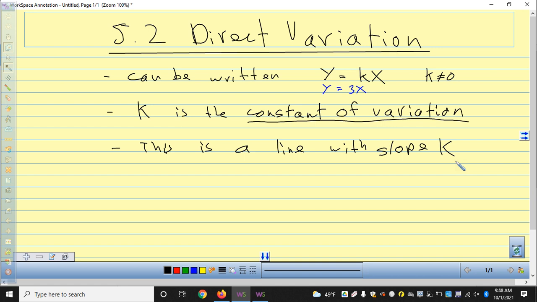We can think of this as y equals mx plus b, where the y-intercept, b, is equal to 0. So we can think of this as y equals 3x plus 0. The slope is 3, and the y-intercept is 0. That's what direct variation is. A line that goes through the point 0, 0.